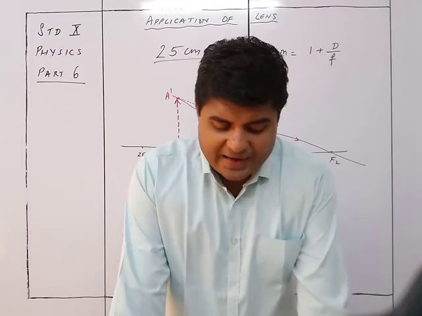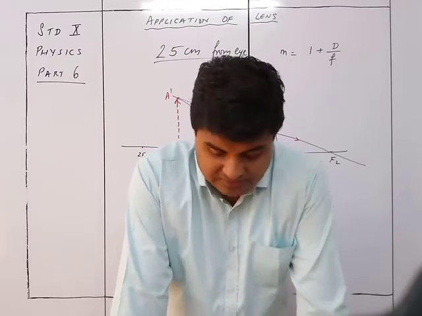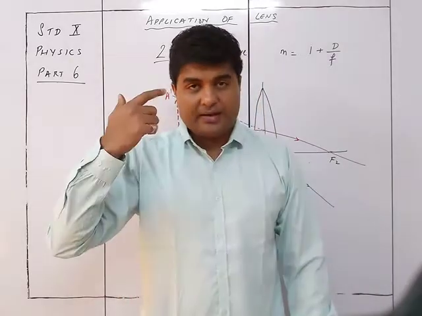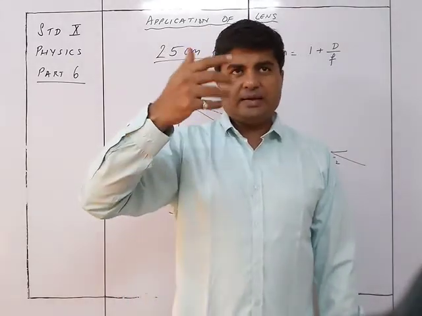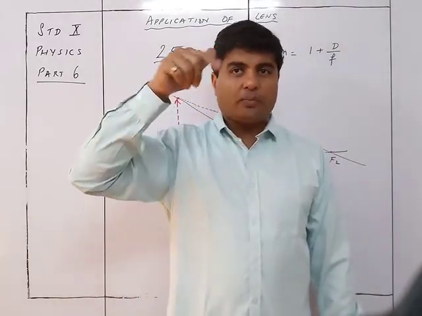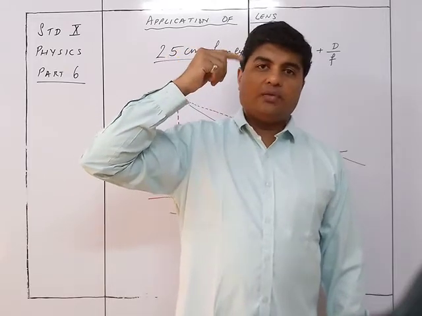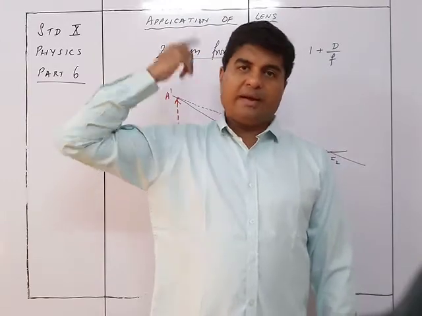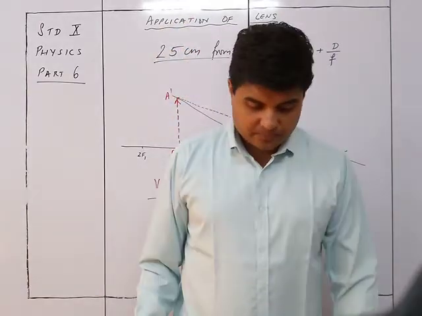Our eye lens is also a convex lens. The eye lens forms the inverted image of the object on the retina. So whatever we are seeing, the image we get on the retina will be upside down, but the brain then interprets it and makes it upright.